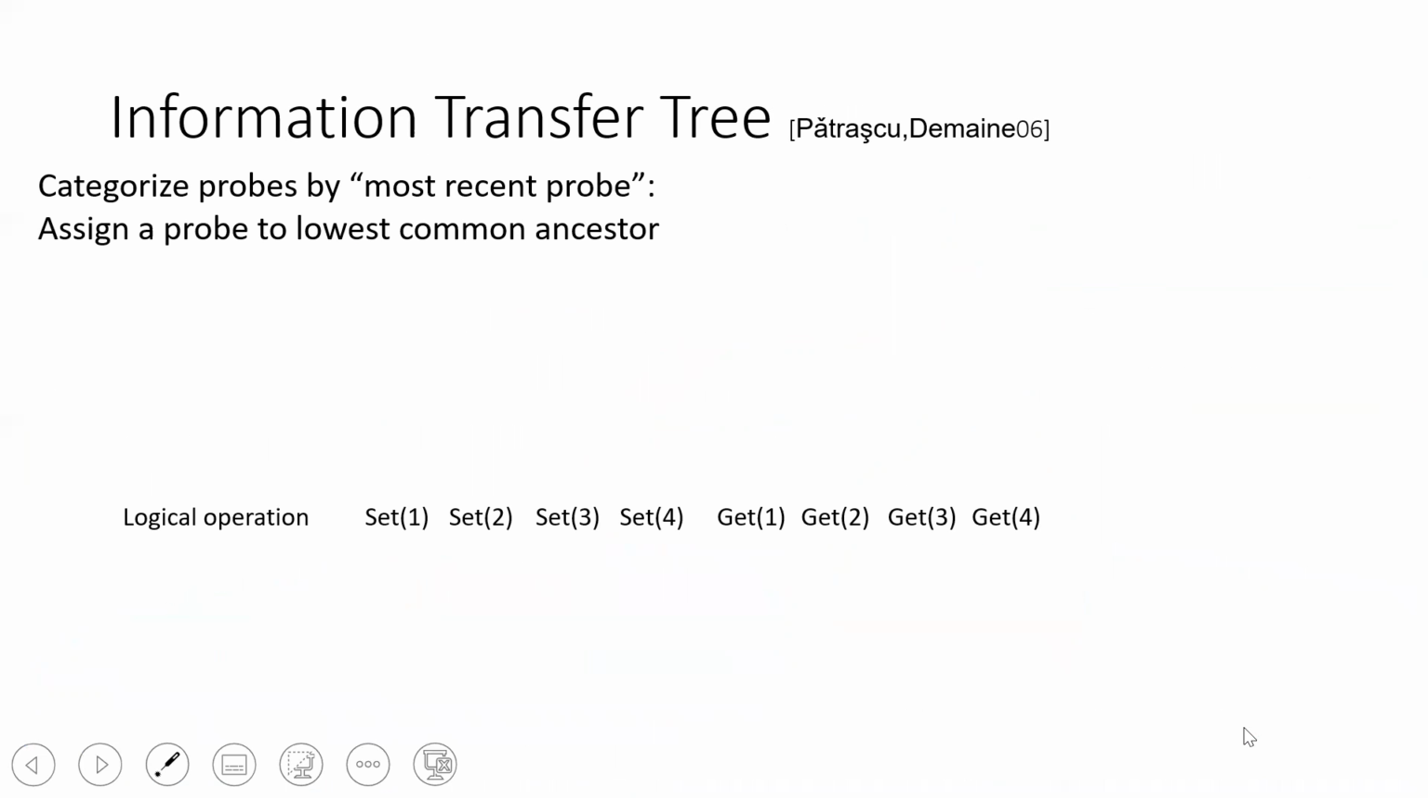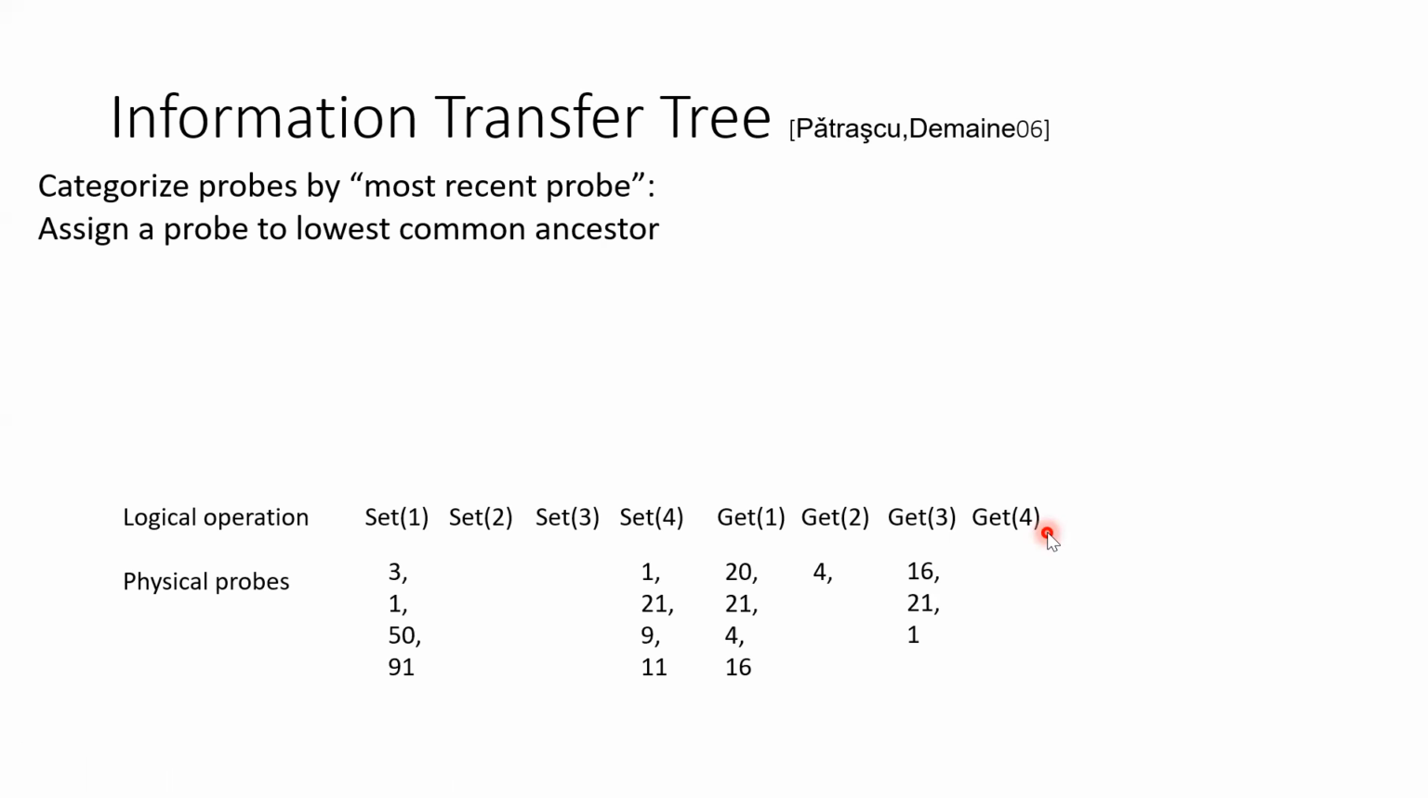Okay, so this is a quite famous technique in proving data structure lower bounds called the information transfer tree, developed by Pătrașcu and Demaine. It considers a sequence of logical operations and the corresponding physical probes made by each logical operation, say for some algorithm implementing the data structure. The algorithm may be randomized, so we fix some random tape for this algorithm.